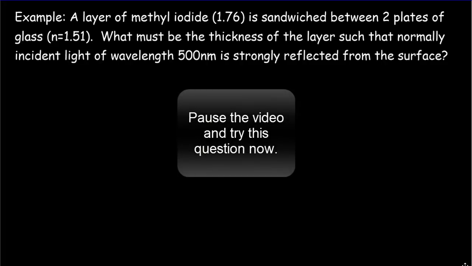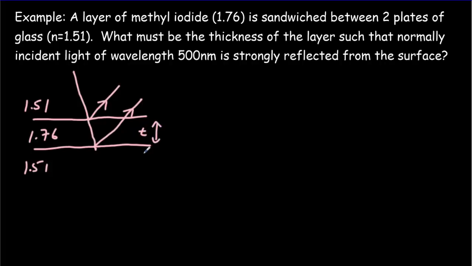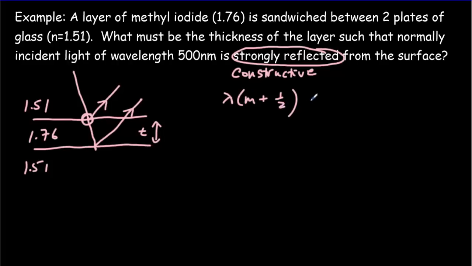Okay, here's one for you to try. Pause the video, read the question over, try it out for yourself, come back for the answer. In this case here, we've got a thin film with an index of refraction of 1.76. And then we've got glass on either side of it with an index of refraction of 1.51. So our interference is going to occur between these two reflections here. And we want to work out what this thickness is, such that we're getting strong reflection. If it's a strong reflection, that means we've got constructive interference. And note here, we have one inversion here, but we don't have an inversion here. So this is a case where we want to use our one inversion equations. That is to say that for constructive interference, for brightness, lambda times m plus 1/2 should be equal to 2 times t times the index of refraction of the film.